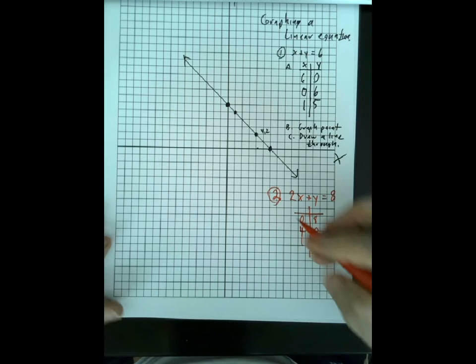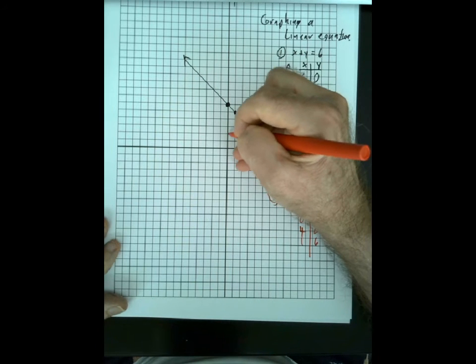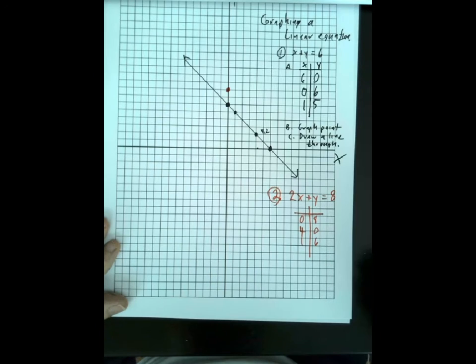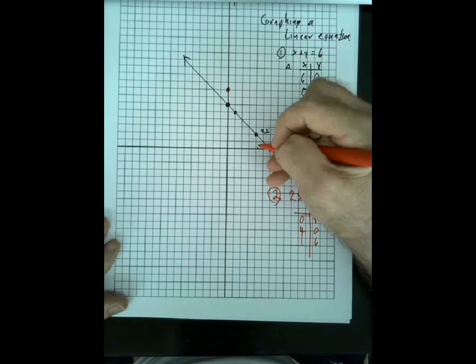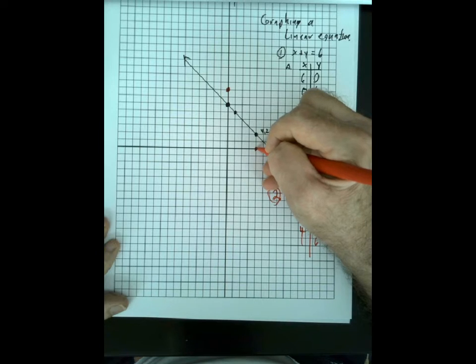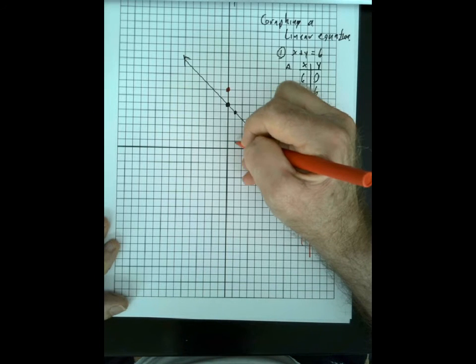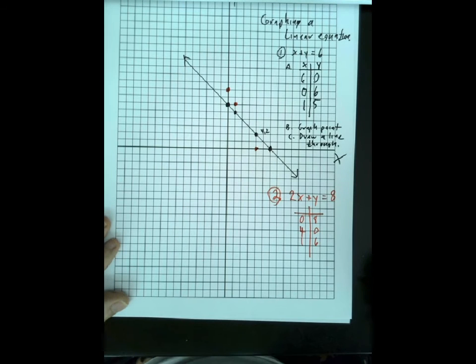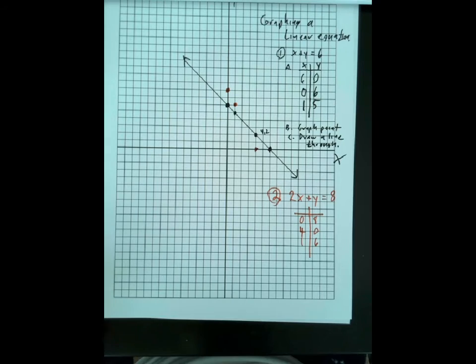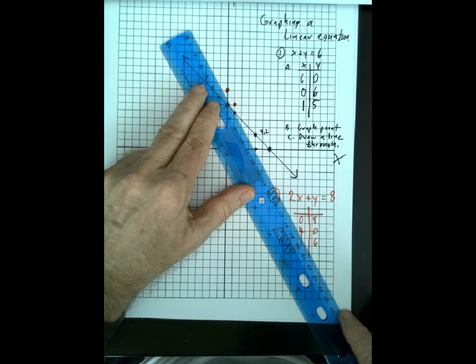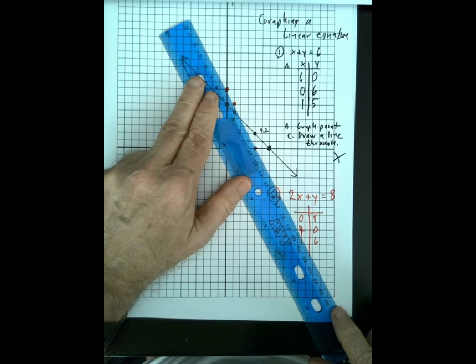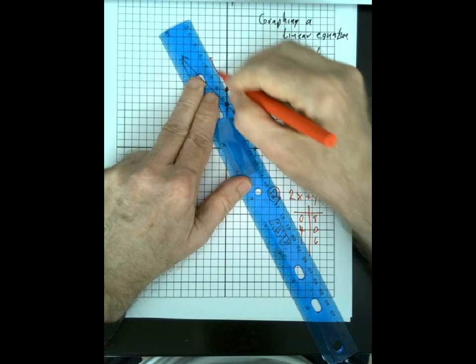So (0, 8): 1, 2, 3, 4, 5, 6, 7, 8, that's up here. (4, 0), that's here. (1, 6): 1, 1, 2, 3, 4, 5, 6. And if I figured it correctly, those should all fall onto a nice straight line. Oh, goody, they do. So I draw the line through just like that.